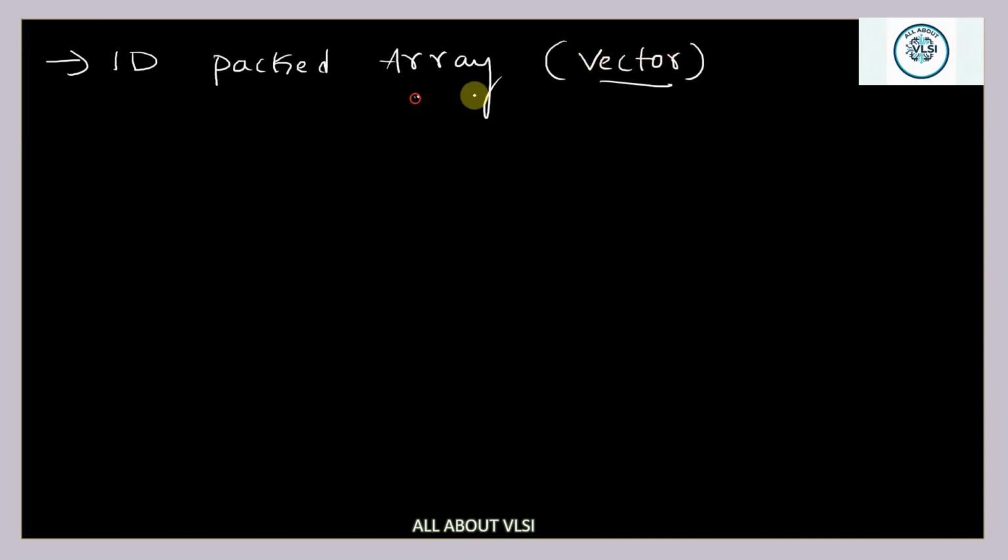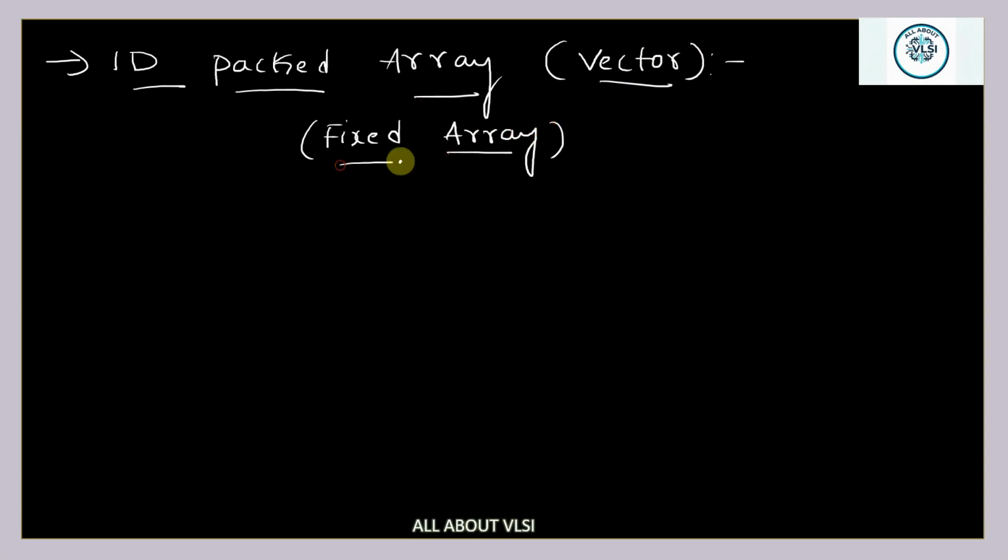So coming to our 1D packed array. This 1D packed array is similar to your vector, which we have discussed in our Verilog. This is similar to the vector in Verilog. Now this is a fixed array. What do you mean by fixed array? The size is fixed during the compile time and you cannot change the size during the runtime.